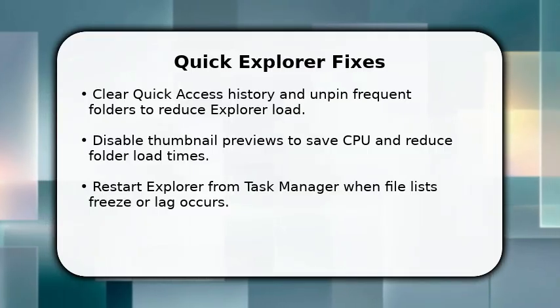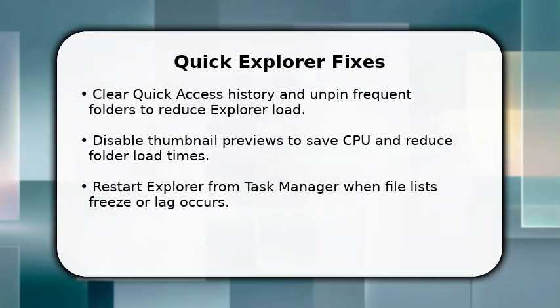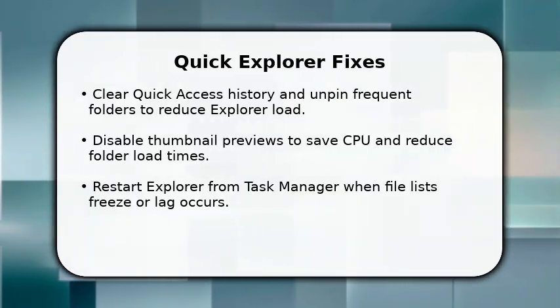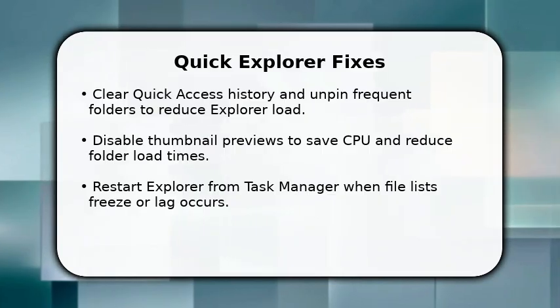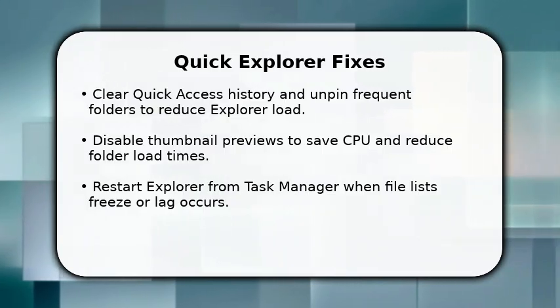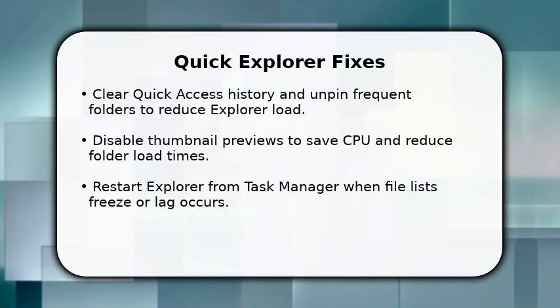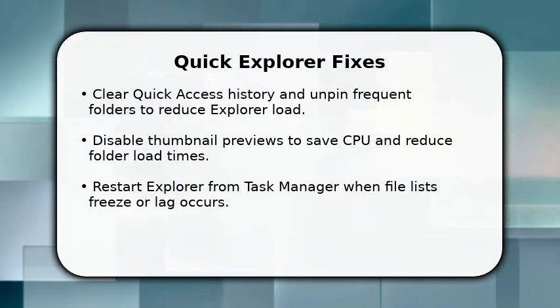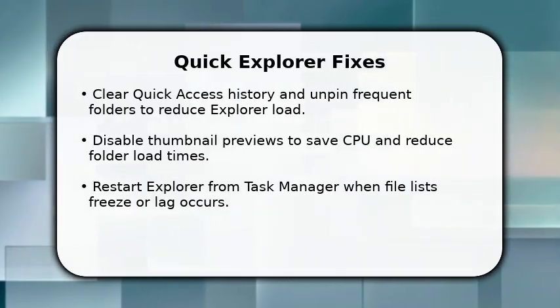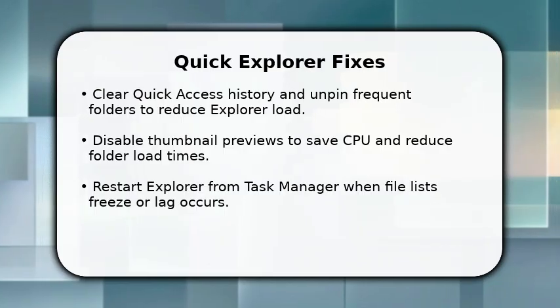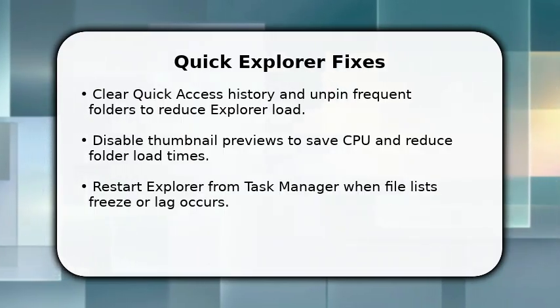Start with simple steps you can complete in 5 minutes. Open File Explorer and clear Quick Access history to remove heavy recent lists. Unpin folders from Quick Access that update frequently and cause refreshes. Disable thumbnail previews in folder options to reduce CPU and disk use during navigation.